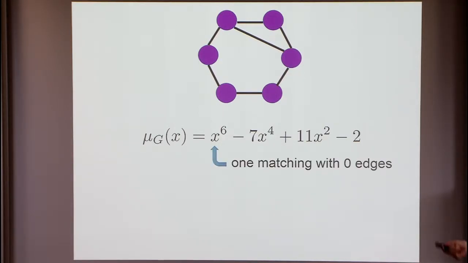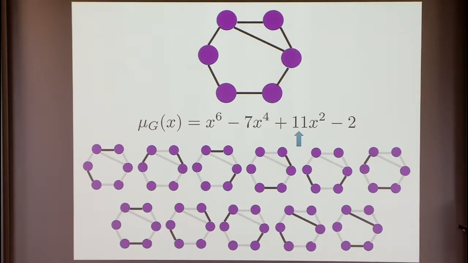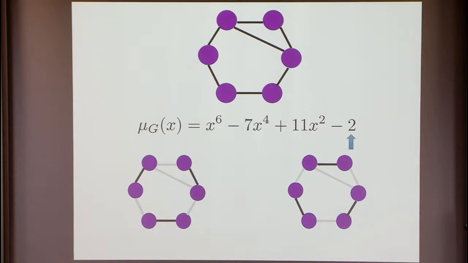And there's one matching with 0 edges. There are 7 matchings with 1 edge, because there are 7 edges in the graph. There are 11 matchings with 2 edges. And there are 2 perfect matchings. So that's it. I just compute these numbers, and I get this polynomial. And you can see, for example, the constant term of this polynomial just counts the number of perfect matchings, which is something you might have thought about. So that's the matching polynomial.